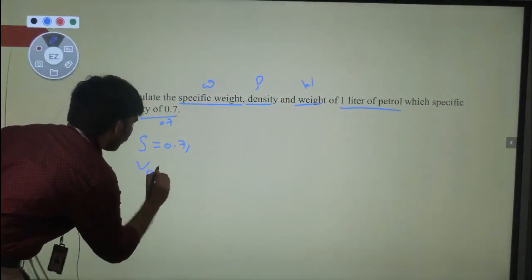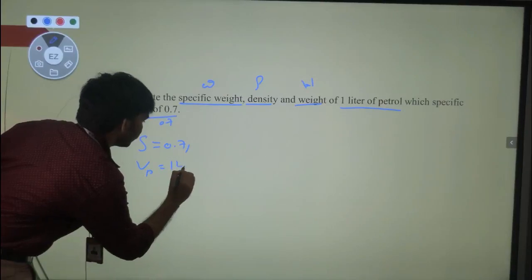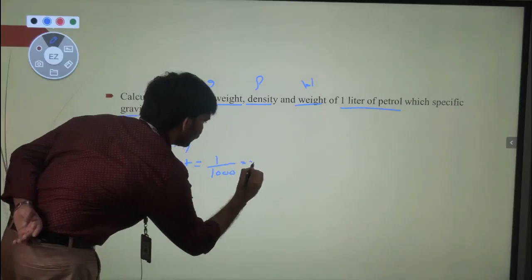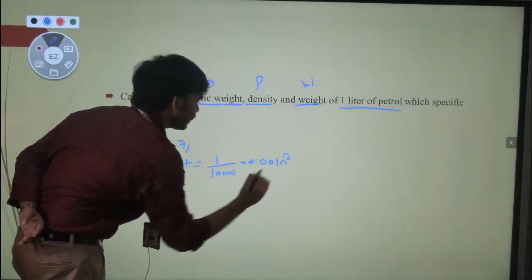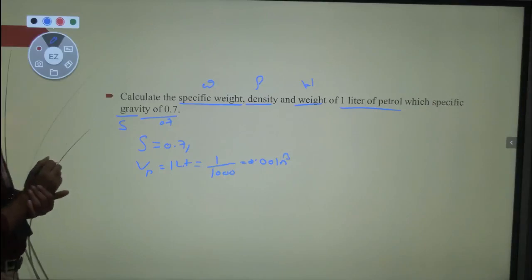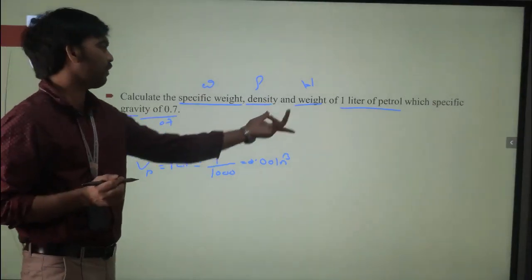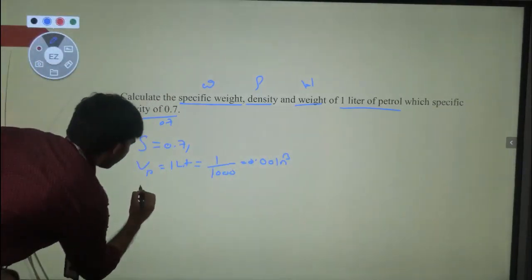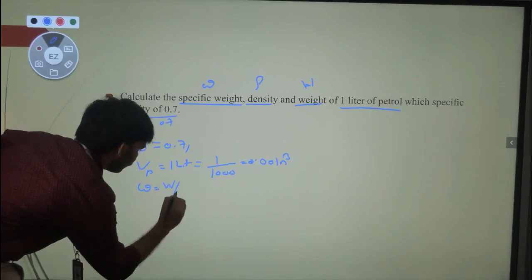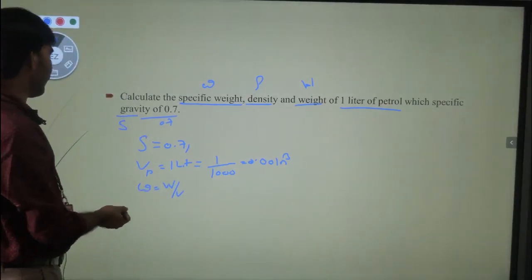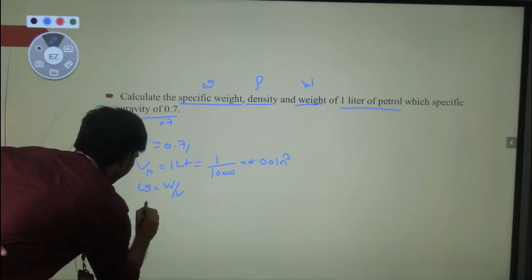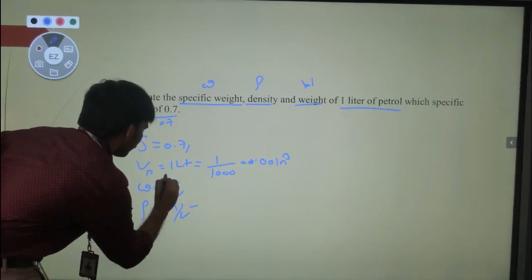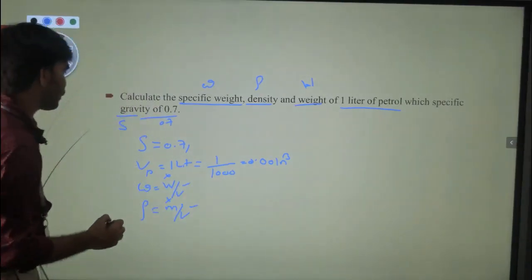So the volume of the petrol is 1 liter. That means we already calculated 1 divided by 1000, 0.001 meter cube. You have to calculate the specific weight, density and weight. Specific weight is equal to weight by volume. Volume we know, weight we don't know, so we cannot calculate the specific weight directly now. Density is mass by volume. Volume we know, but mass we don't know, so we cannot calculate density either.